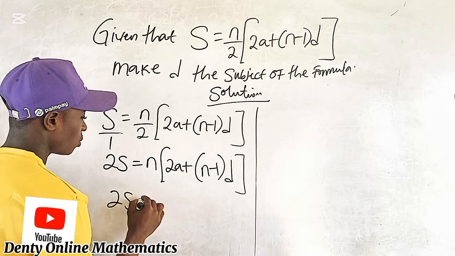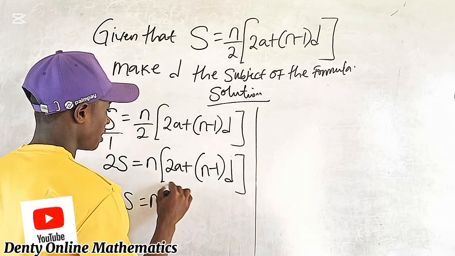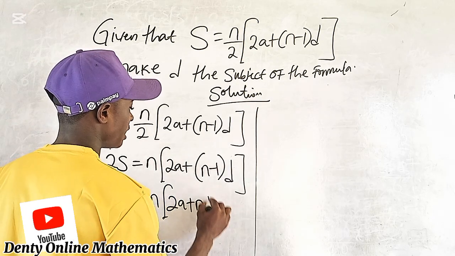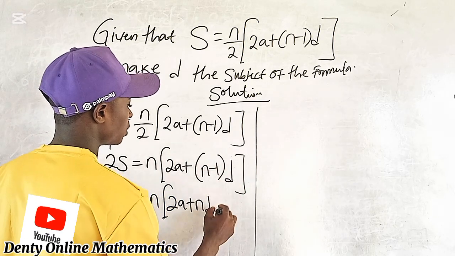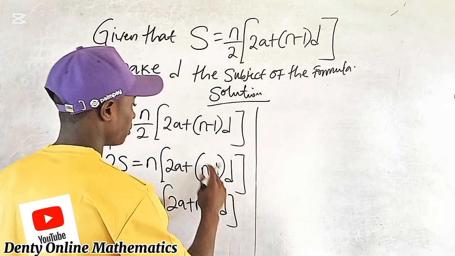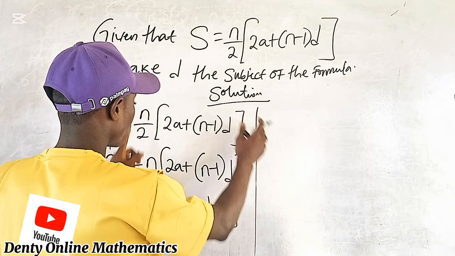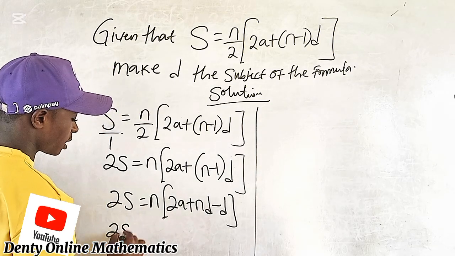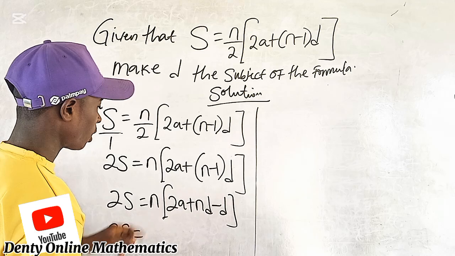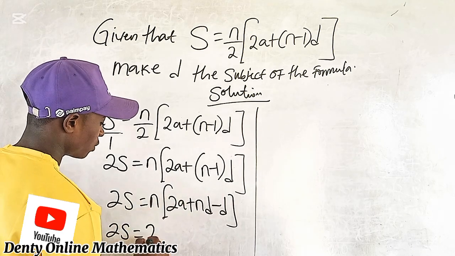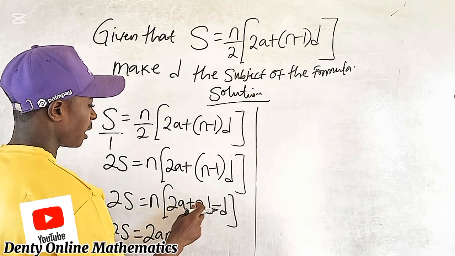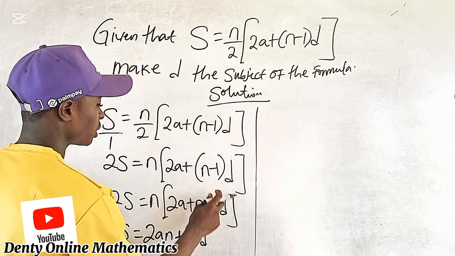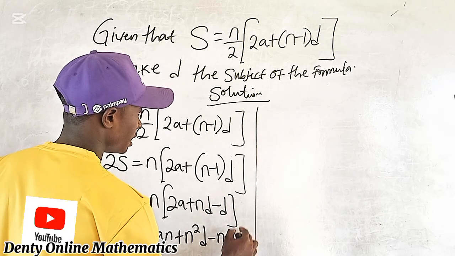So 2S will be equal to n into 2a plus (n times d will give us nd, minus 1 times d will give us minus d). I'm done with this inner bracket. So now let's come to the outer bracket. 2S will be equal to n multiplied by 2a, I'm going to have 2an, n multiplied by nd, I'm going to have plus n squared d, n multiplied by minus d, I have minus nd.